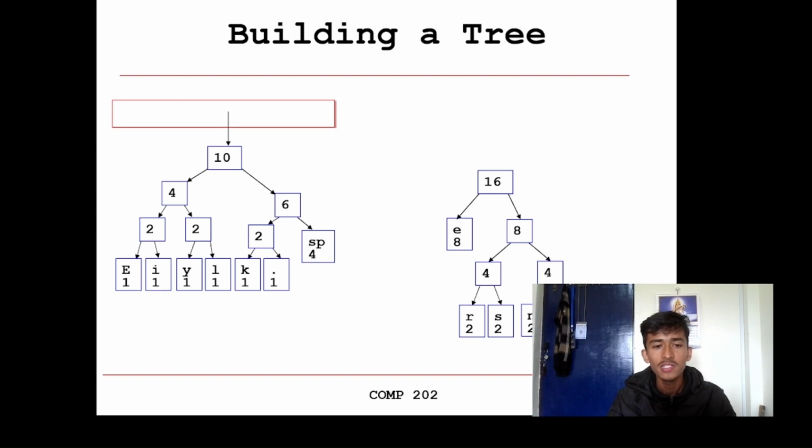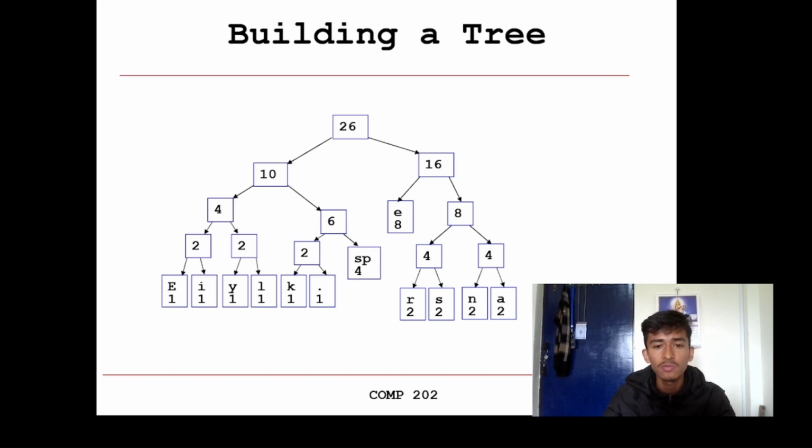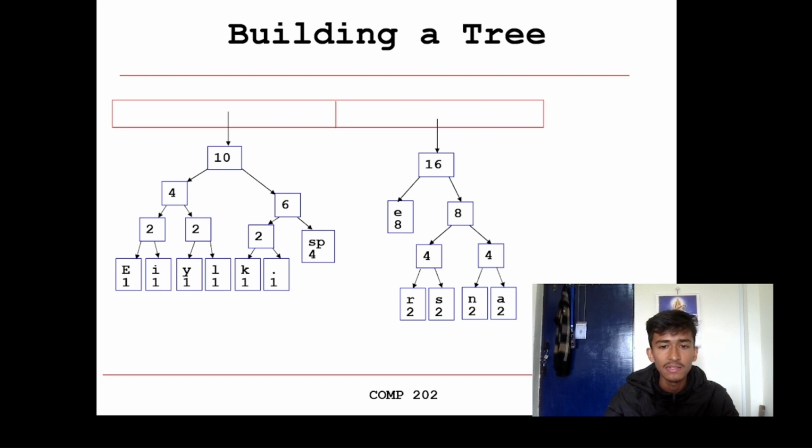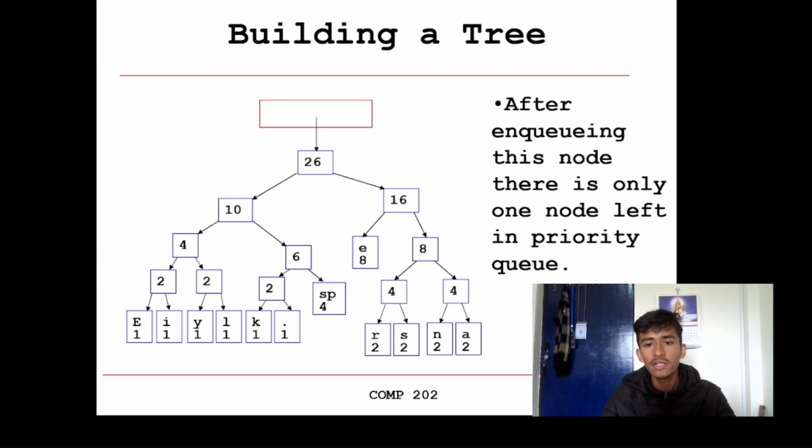The minimum frequency of these two nodes is 10. So the lowest frequency is 10. However, we have only two nodes left, so we must combine them, and after recombining them, their frequency becomes 26. Now at this point, our tree is completed. Now after enqueuing this node, there is only one node left in the priority queue. So finally our tree is built in this process.